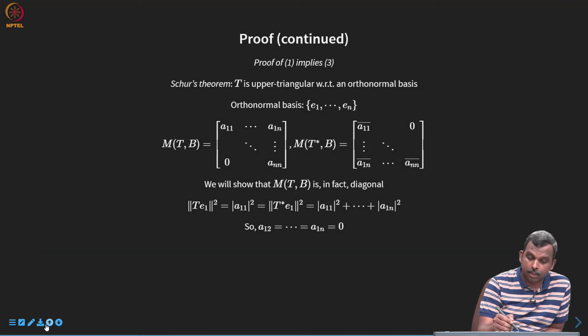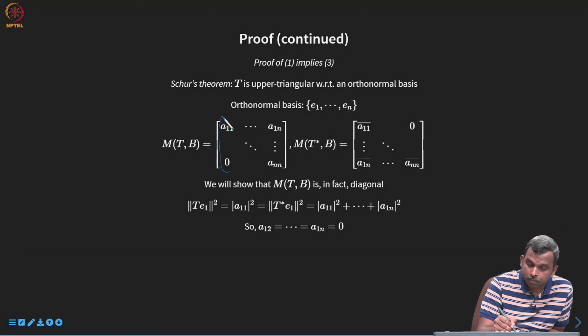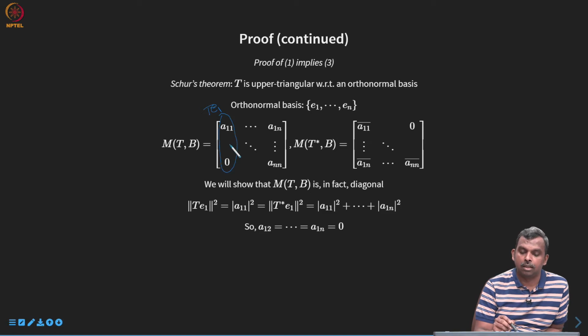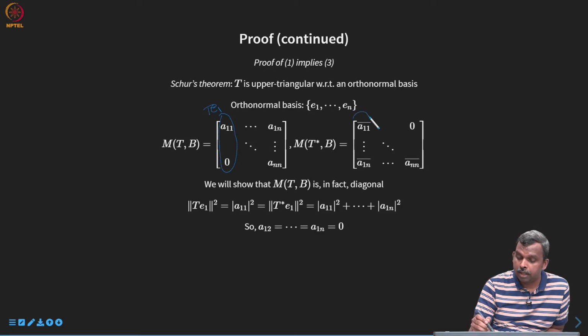Maybe I should write something here. This column is T times E1, right? That's the definition of a matrix for an operator with respect to a basis. So norm T E1 squared is absolute value of A11 squared. That's easy to see. What is T star E1? T star E1 is this guy, right?